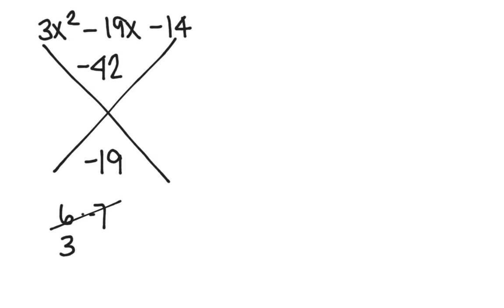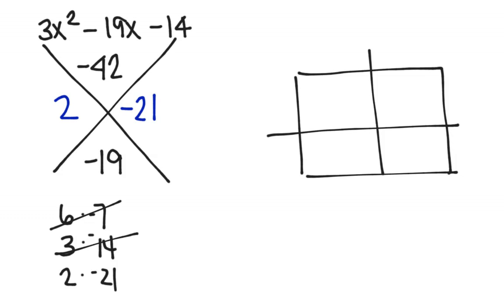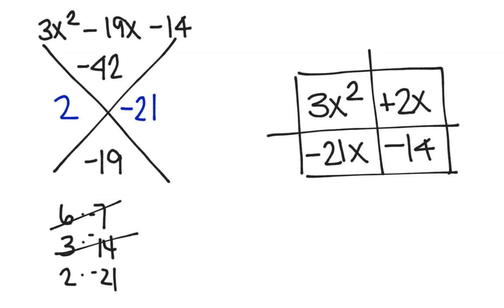See, 3 goes into 42, 14 times. Make that negative. Multiplies to give me negative 42, does not add up to negative 19. Let's try 2 because it's even. 2 goes into negative 42, negative 21 times, and that does add up to the negative 19 that I need. So 2 and negative 21 is what I've got. Okay, from my original problem, 3x squared, we have plus 2x and a minus 21x. Again, those are the numbers in blue you see, and a minus 14.